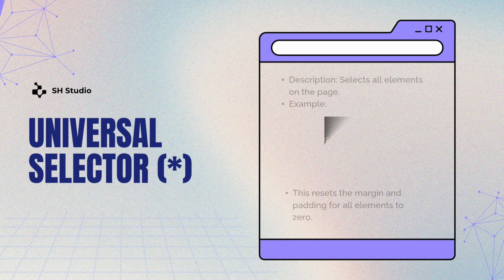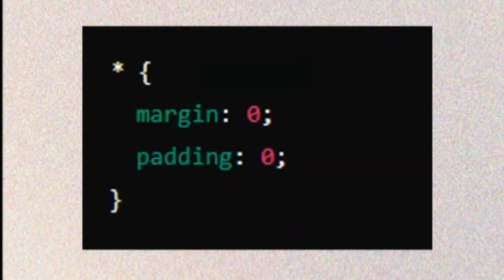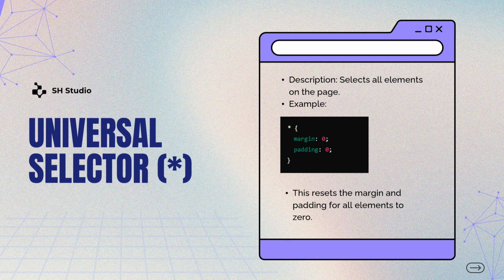Now we will study the first selector, that is the universal selector. The universal selector, represented by an asterisk, applies styles to every element on the page. As you can see in the example, this resets the margin and padding for all elements to 0, which is a common technique when starting from scratch with CSS.